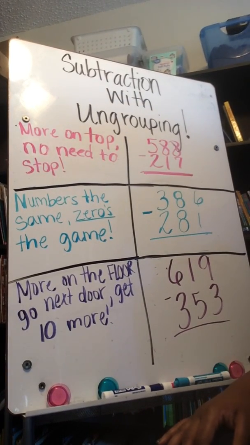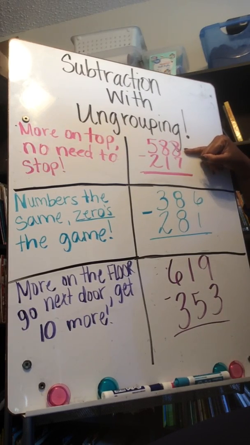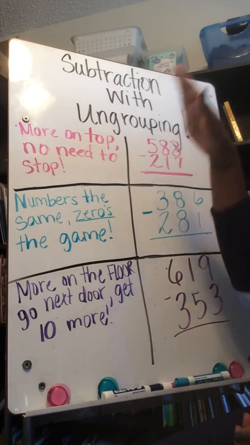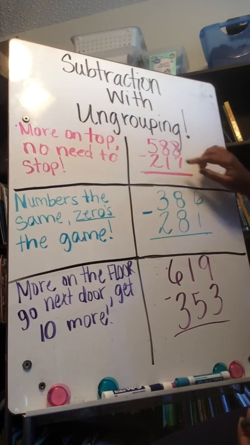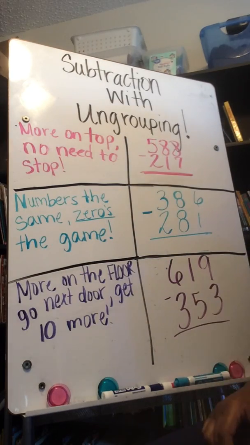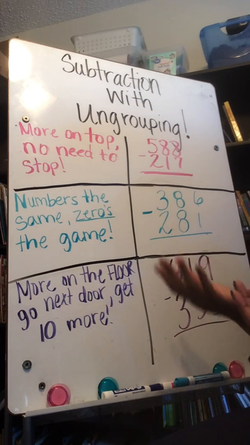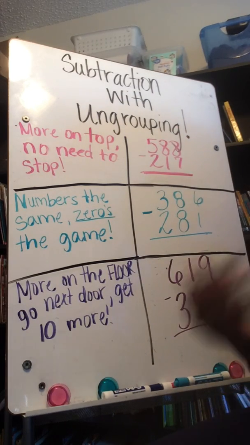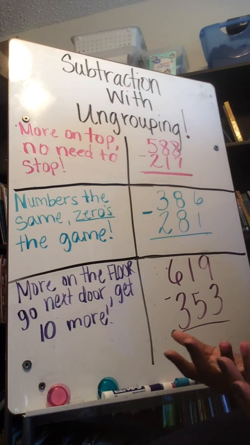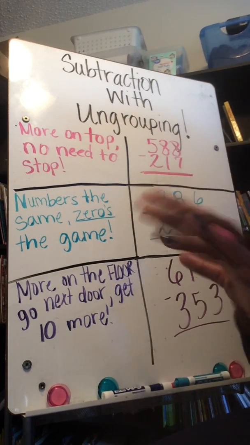When we do subtraction, we always make sure that we put our big number, which is our minuend, on top. The subtrahend, the number you're subtracting, goes on the bottom. You always have the big number on top. So, when we subtract, we always start in the ones. So, we're looking at the ones place. This part says, more on top, no need to stop. So, I make my students participate with me, and they have to do the actions, and whatever my voice does, their voice has to do. So, more on top, no need to stop.